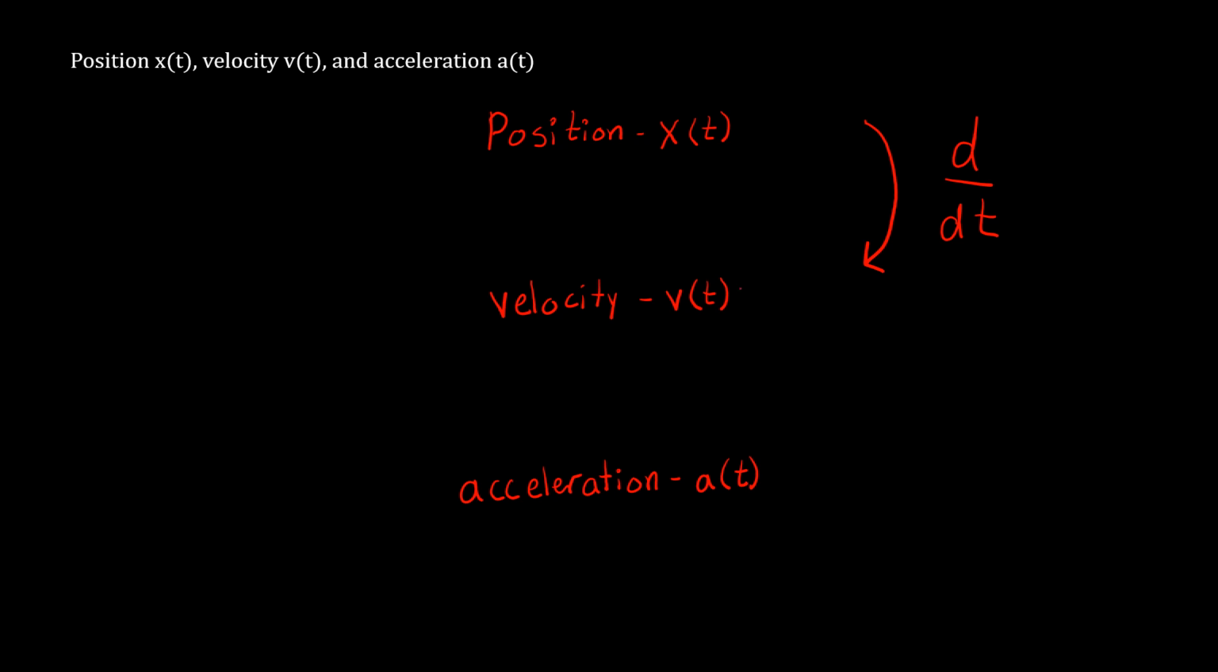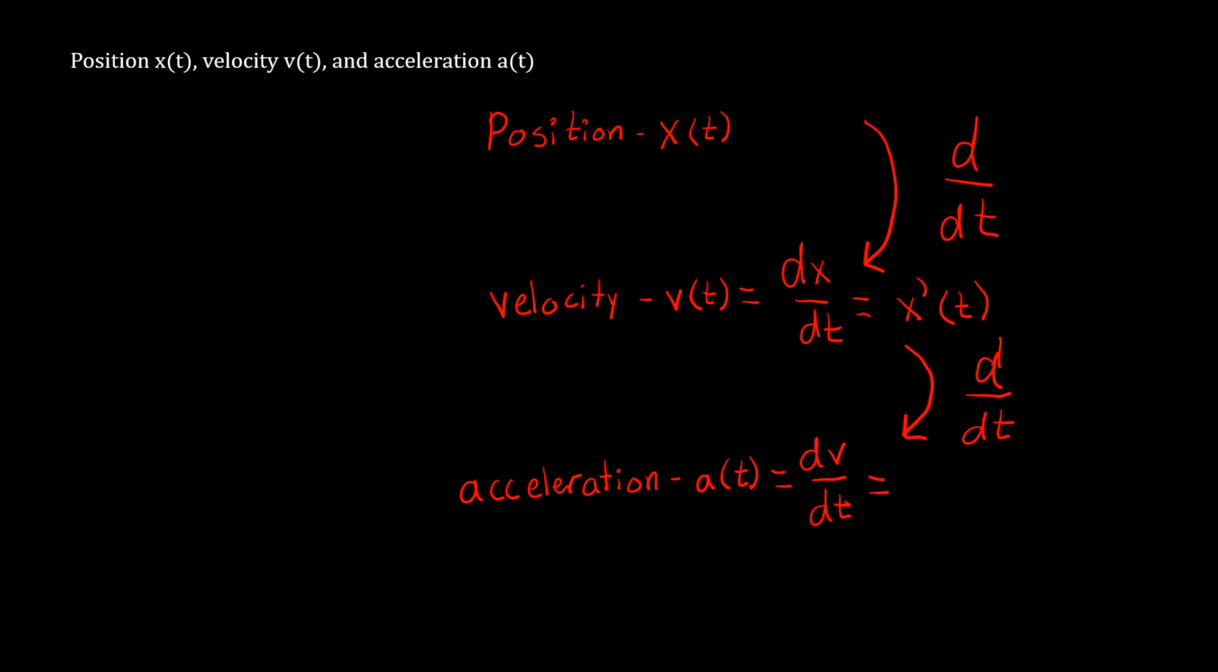So velocity also equals dx/dt, or x prime of t. Both mean the same thing. And then from velocity to acceleration, we're going to need to take another derivative. So acceleration is dv/dt, the time rate of change of velocity, or v prime of t, or you could express it as the double derivative of position, x double prime of t.